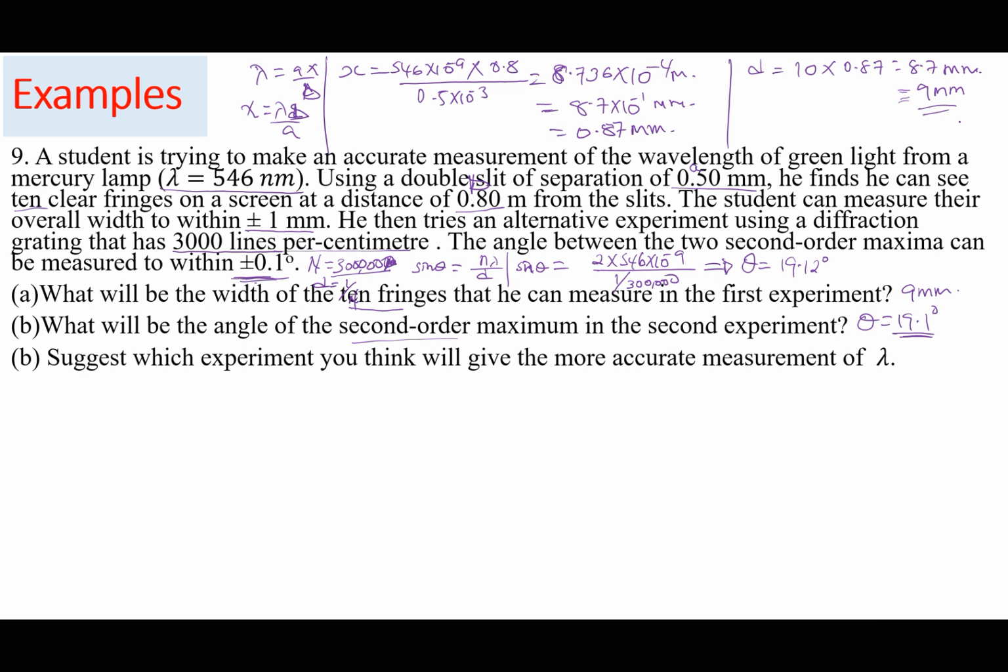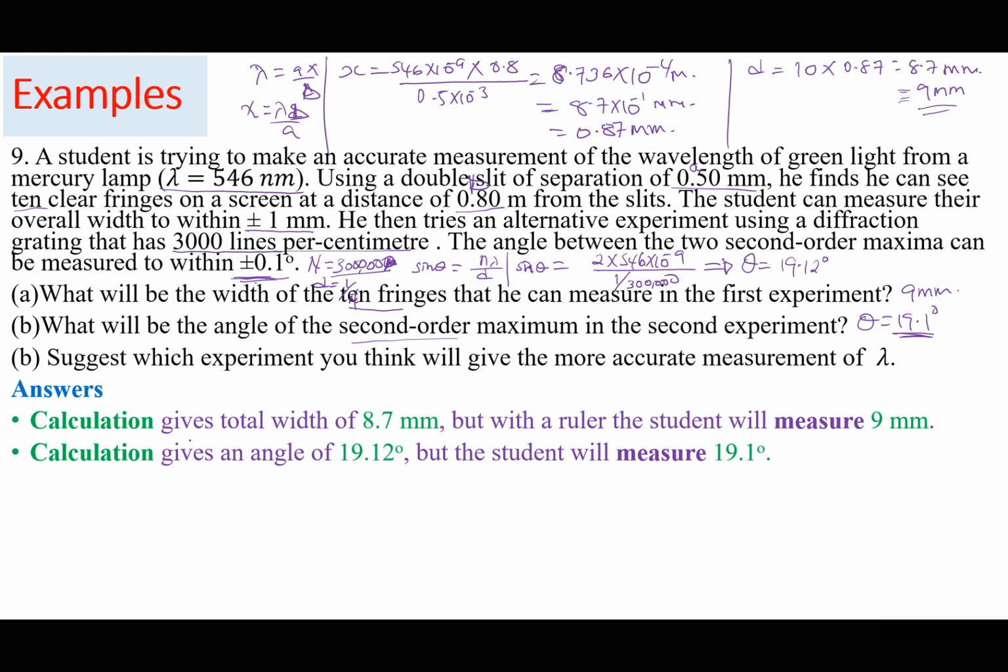And if we try to substitute into the values, if I use 9 millimeters to find wavelength and I use 19.1 to find wavelength, 19.1 would give a value which is closer to 546 compared to using 9 millimeters, because 9 millimeters may give a value which is relatively bigger than 546.